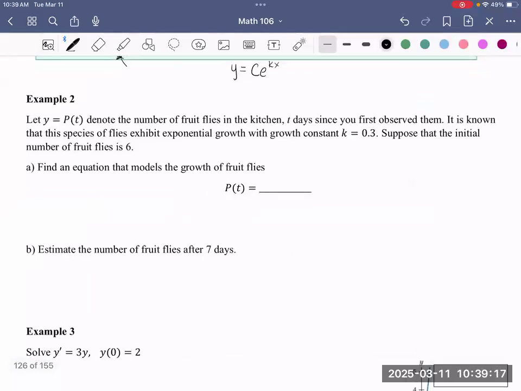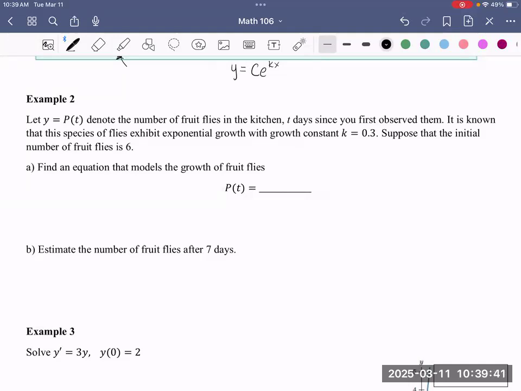It says, let y equal p of t. Denote the number of fruit flies in the kitchen t days since you observed them. It is known that this species of flies exhibits exponential growth with a growth constant k equal to 0.3. Suppose that its initial number of fruit flies is 6. Find an equation that models the growth of the function.